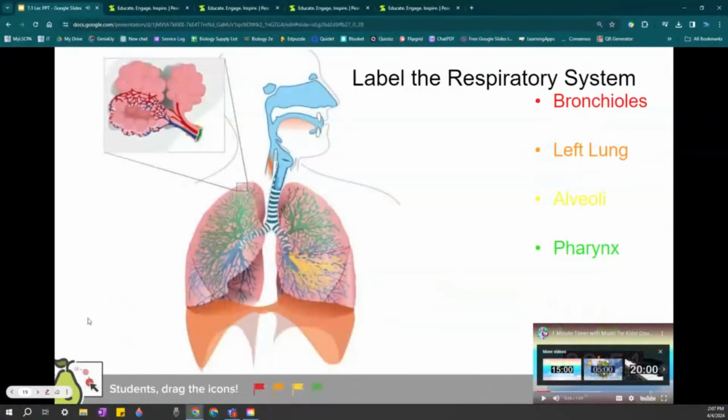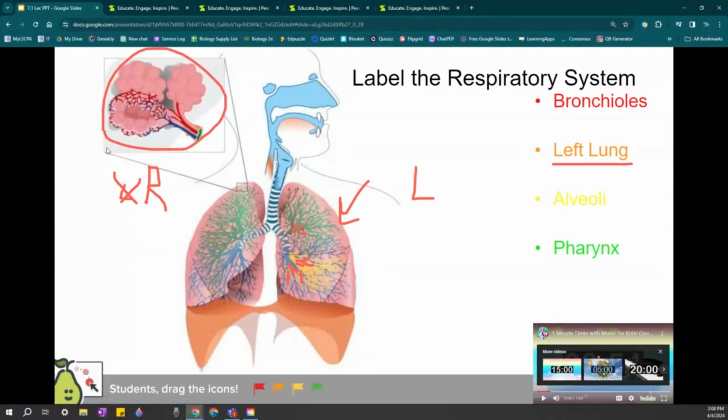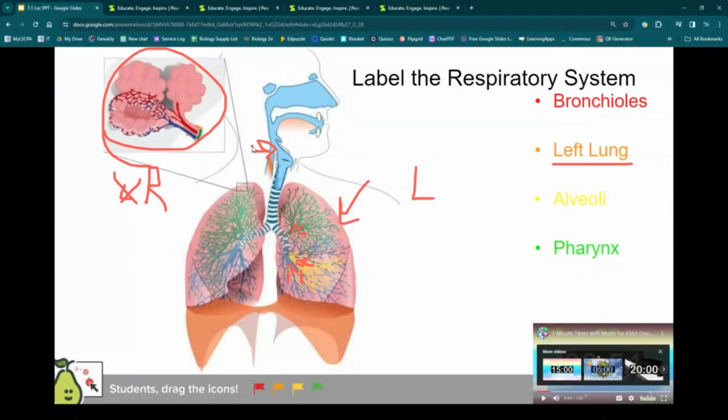All right, next, bronchioles. Well, if these are the bronchi, the bronchioles are all of these smaller branches throughout the lungs. And then it's asking us about the left lung. Now, this is my left side, but that's not the left side of the patient. The patient's left side is over here because remember, you're facing the patient. So that means this is the right side, and the left lung is going to be this one. Next is the alveoli. Here we see the alveoli sacs, and then last is the pharynx, which is also going to be in the back of this throat here.